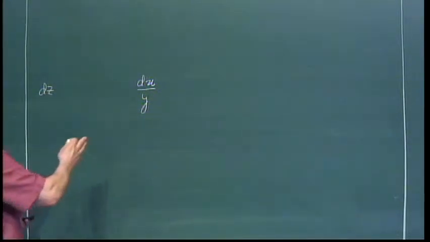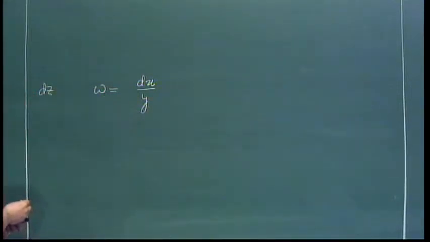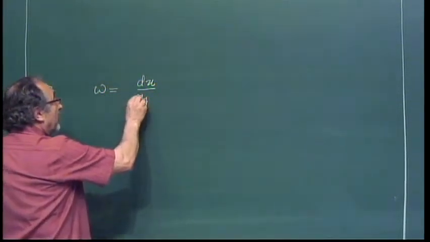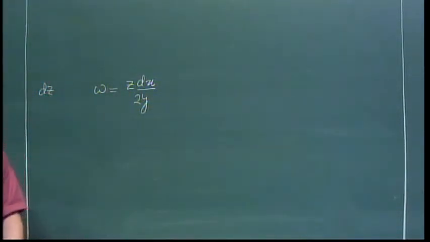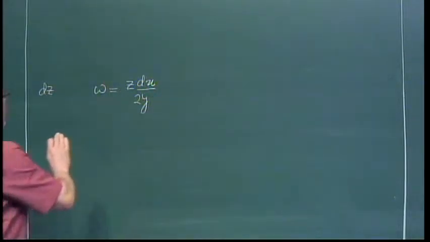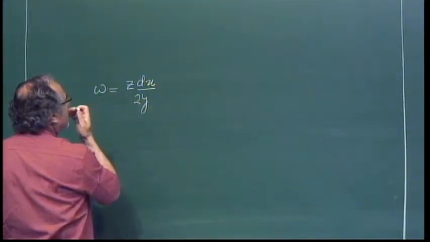It's often written as this form is important to us. Omega is dx over y. It should really be dx over 2y, and it should really be z dx over y if you write it in homogeneous coordinates. Have I done that correctly? z dx... No.